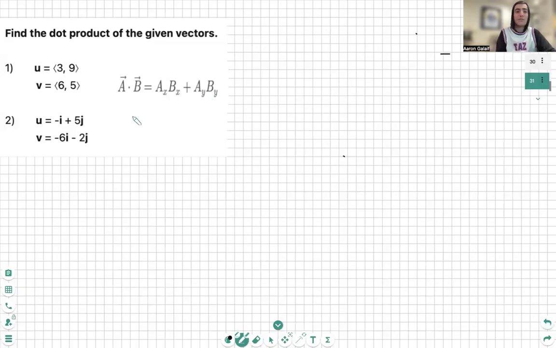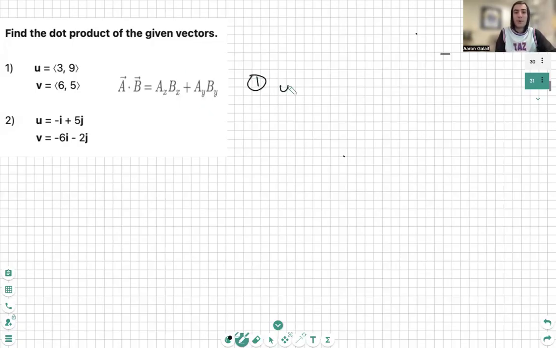We have the dot product of vector a and b. Our x value of a is multiplied to the x value of b, and we're going to sum that to the y value of a times the y value of b. Easy. So let's start with number one.